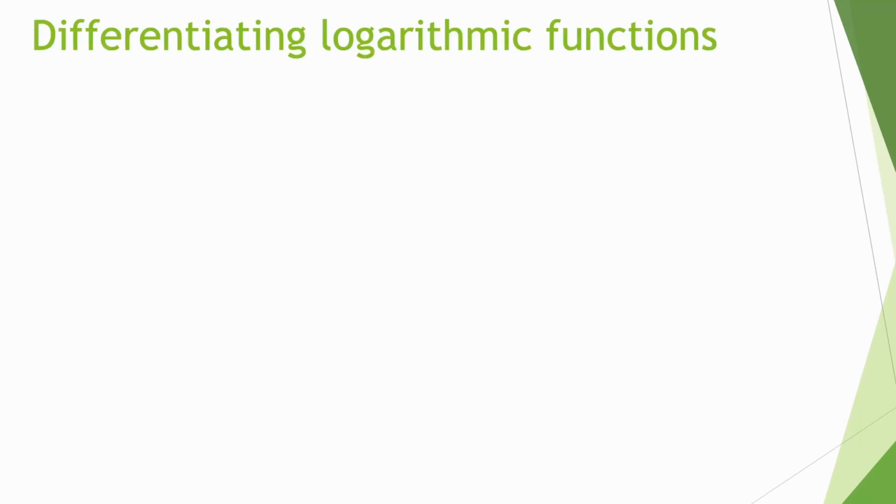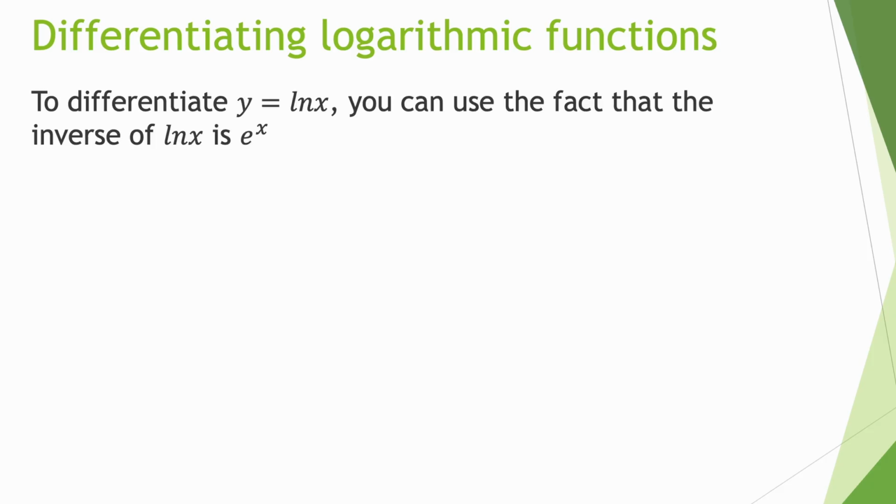In this lesson, we are going to see how we can differentiate logarithmic functions. To differentiate y is equal to ln of x, which is a logarithmic function, you can use the fact that the inverse of ln x is actually e to power x. So if you have y is equal to ln x, we can write it as y is equal to log base e of x. Remember, ln x is log base e of x.